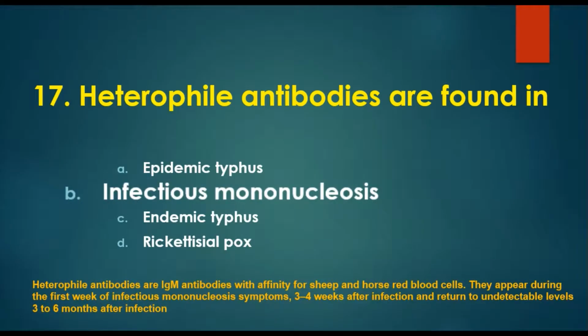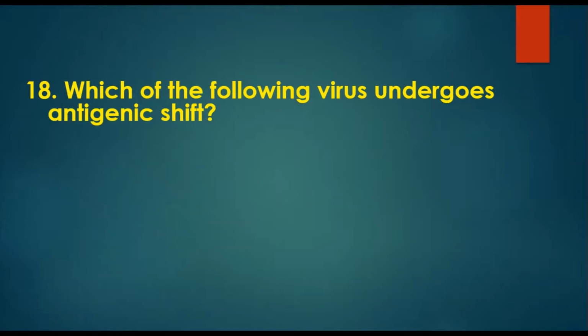So that's what I said, the heterophile antibodies or IgM antibodies with affinity for sheep and horse red blood cells, and they appear during the first week of infectious mononucleosis symptoms, and after 3 to 4 weeks after infection they return to undetectable levels at 3 to 6 months after infection.